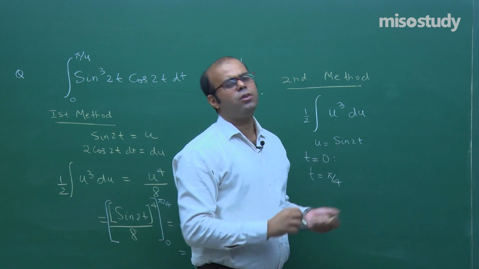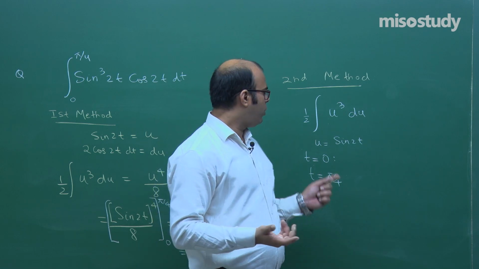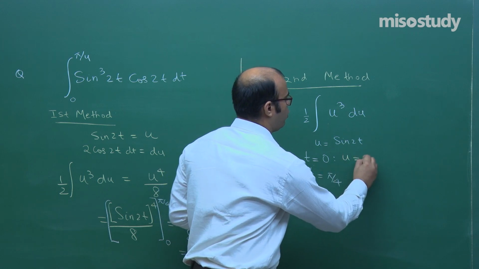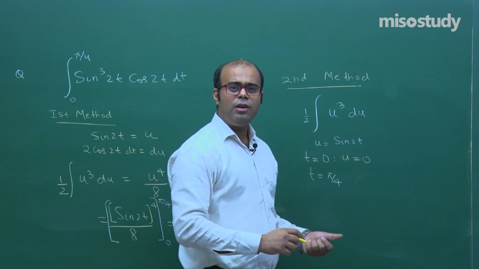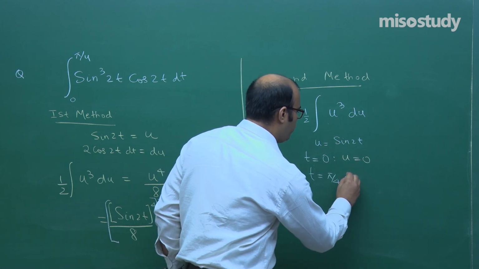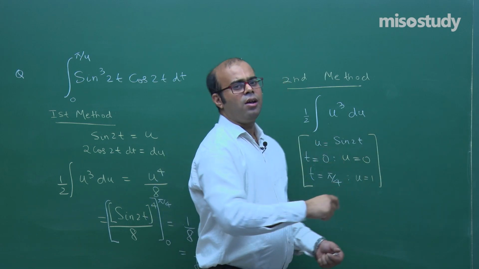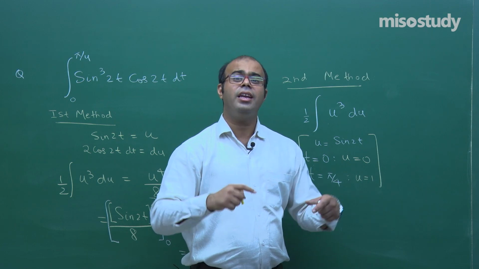So if t is equal to 0, what will be the value of the new variable in that case? If t is equal to 0, u will also be equal to 0, since sine 0 is 0. And if t is equal to pi by 4, sine 2t will be equal to 1, so you can say that u is equal to 1. So while substituting the function with some other variable, at the same time we will also change the limit.